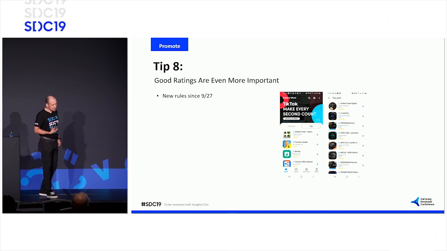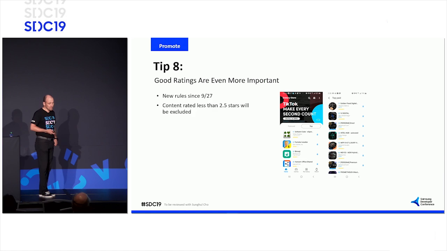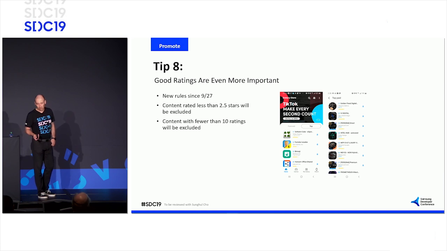Since the latest Galaxy Store update at the end of September, there have been some new rules. Content that doesn't have 2.5 stars will not be visible on those lists. And if the content doesn't have 10 ratings, it will not be on the list. So it's very important that you encourage your consumers to rate your content so that you meet these two thresholds.